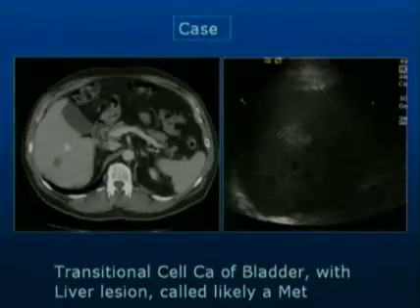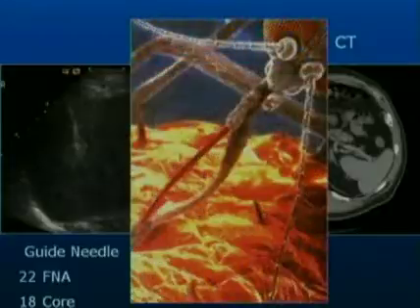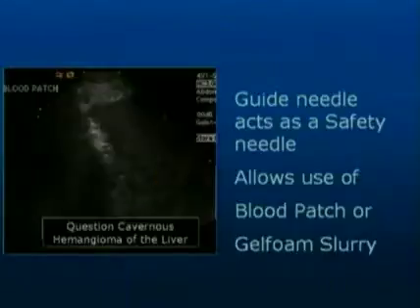Here's another patient, transitional cell of the bladder with a liver lesion called likely a met. You can see it on ultrasound, on CT. We went ahead and did a 22 FNA and a core, and we did a coaxial technique, but we got bleeding afterwards. What I did in this case is I used the blood patch technique, or you can use the gel foam slurry.